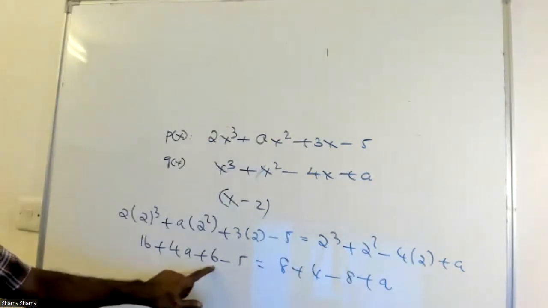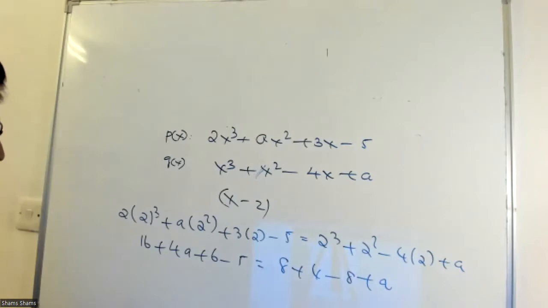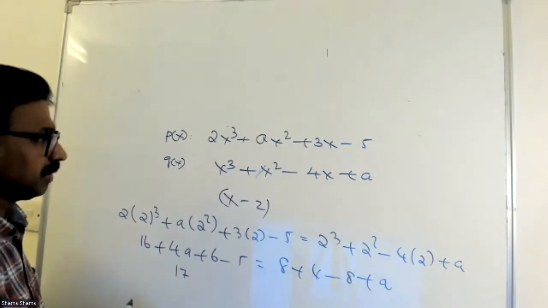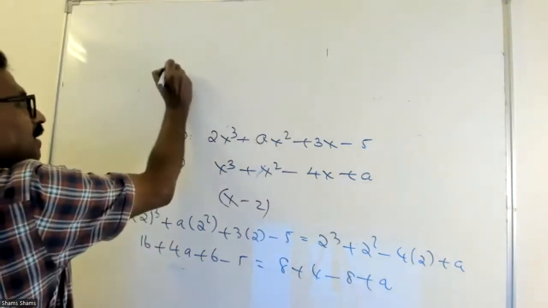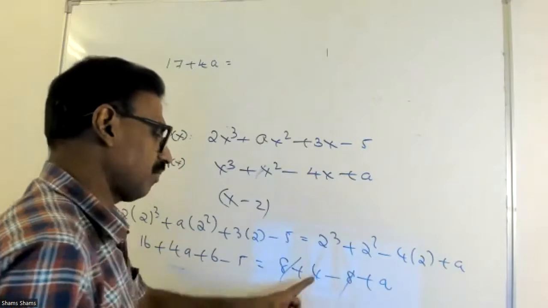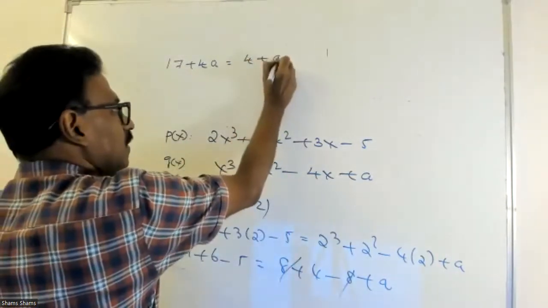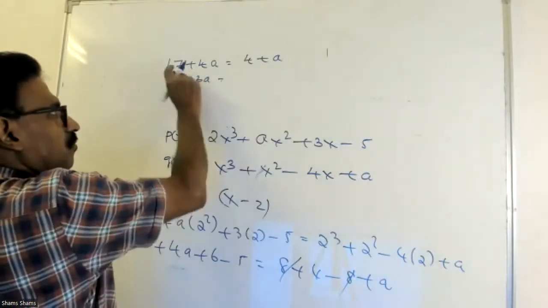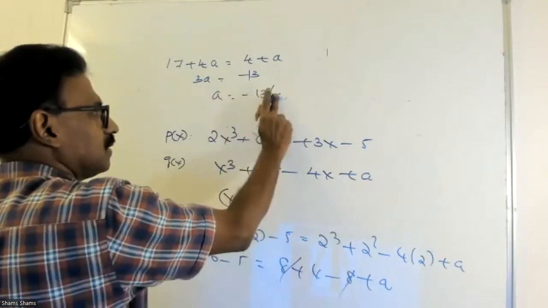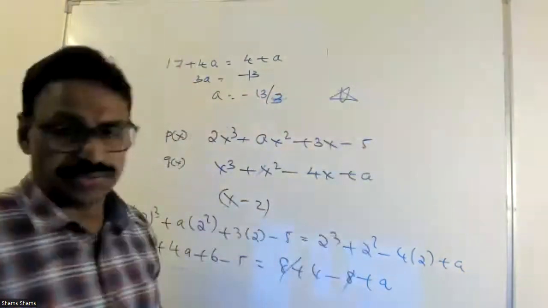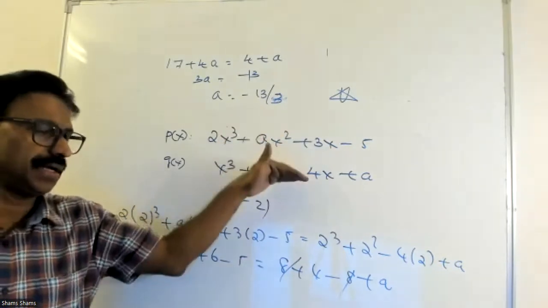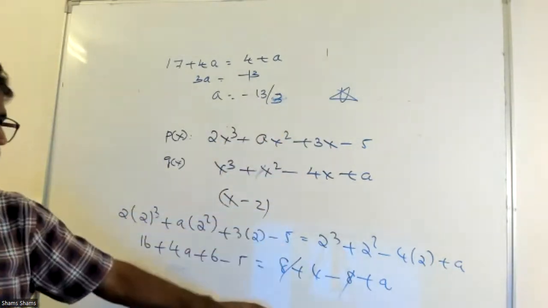16 plus 6, 22. 22 minus 5, how much? 17. Okay. 17 plus 4a equal to here, 12, 8 cancel already. 4 plus 8. a coming here, 3a, 4 going there, minus 13. a equals minus 13 by 3. Okay, copy first. Star question, okay? Understood now? Because as per the question, the remainder here and here is the same. So you substitute, equate and find the value of a.